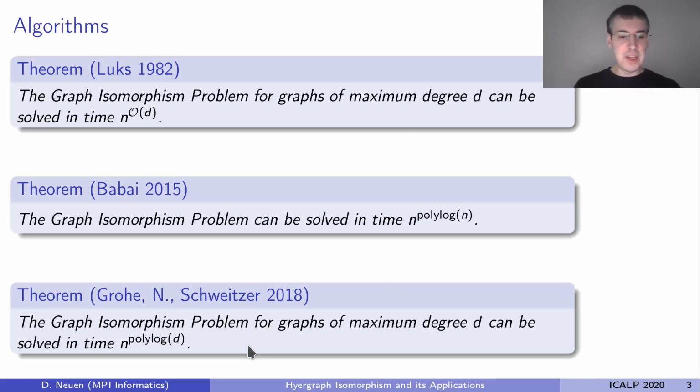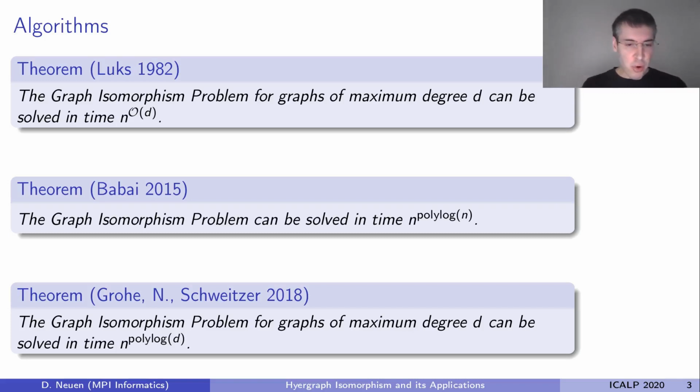graphs of maximum degree can be solved in time n to the polylog d, thereby generalizing Babai's algorithm, improving the dependence in the exponent from number of vertices to maximum degree of the input graphs, and also strengthening Luks's algorithm, improving the dependence in the exponent from linear in d to polylogarithmic in d. The basic approach is essentially to extend the techniques introduced by Babai's algorithm to the bounded degree setting, and also introduce some new normalization techniques. It's also a part of the algorithm.